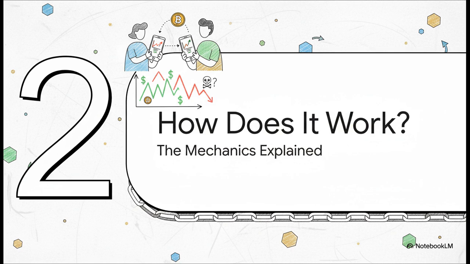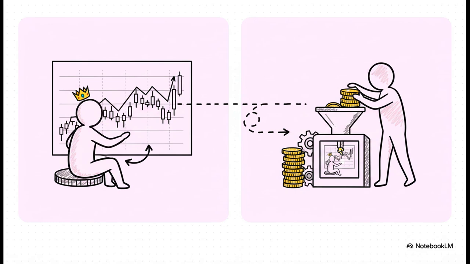Let's get into it. It all comes down to two main players in this game. On one side, you've got the lead trader. This is the experienced person making all the calls. And what's in it for them? Well, they get a slice of the profits from everyone copying them. Makes sense, right? And then there's you, the copy trader. Your job is to put up the funds, and then the system pretty much handles the rest.